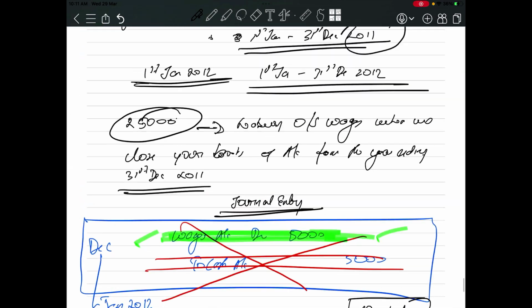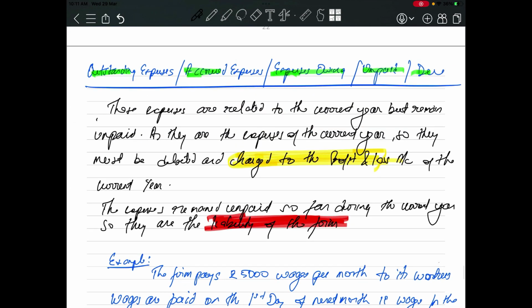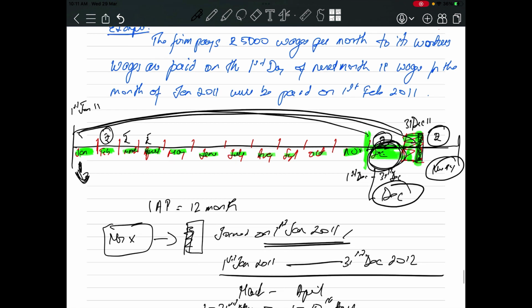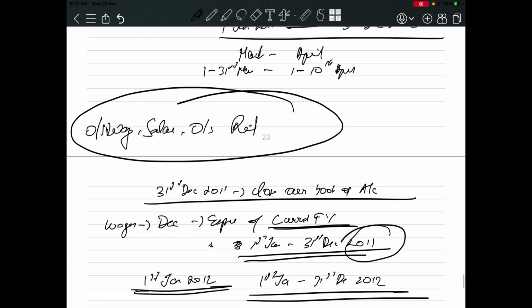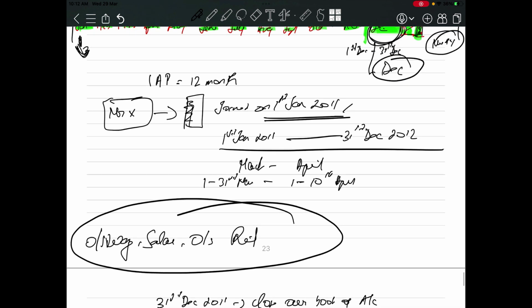Simple as that. I know it will be difficult to understand this in one time. You watch this particular topic two to three times. It's very important, you have to have that conceptual clarity. But simply knowing that outstanding expenses will debit the wages account and credit the outstanding wages account should not be the way. You have to understand the reason behind passing the journal entry this way.